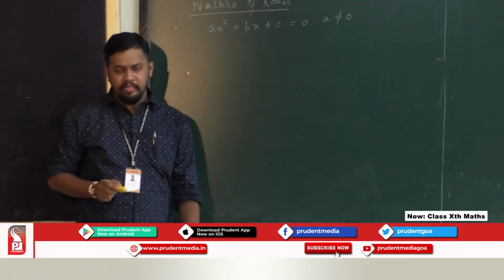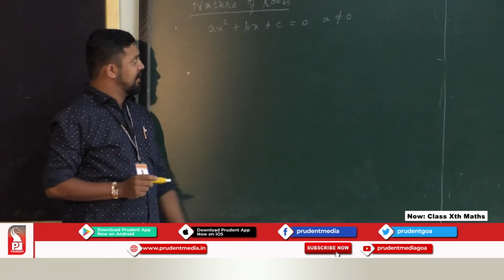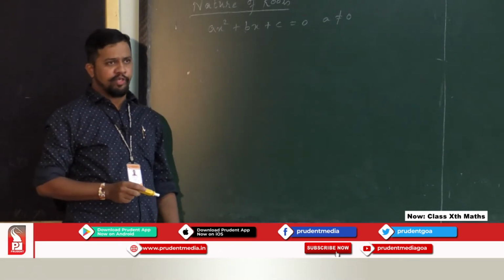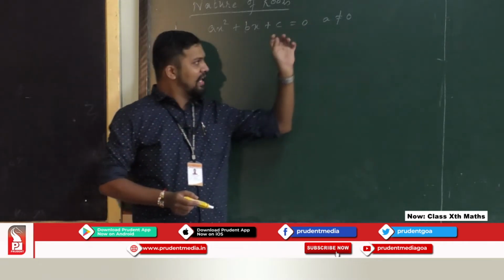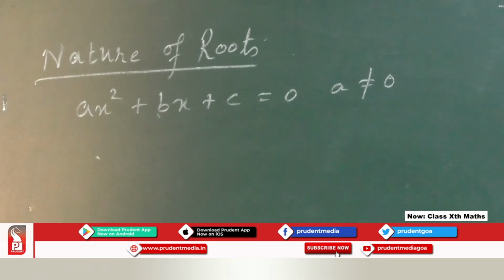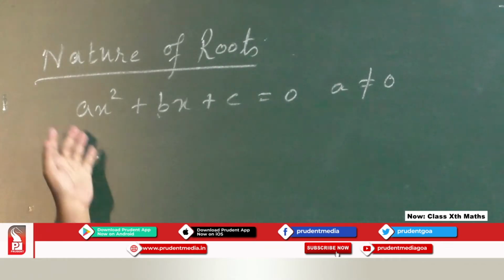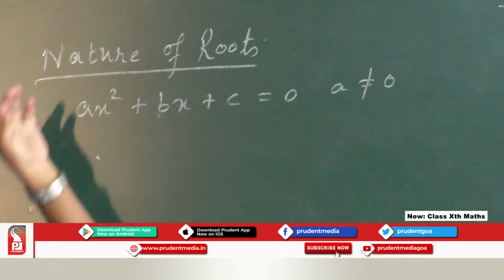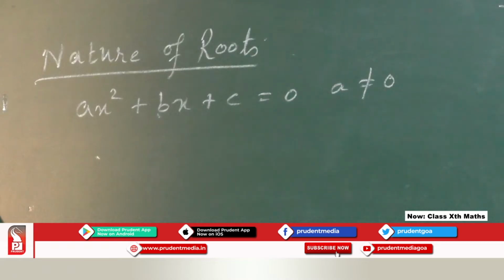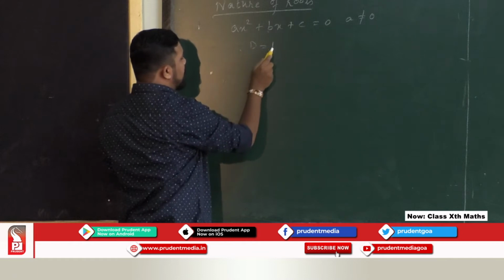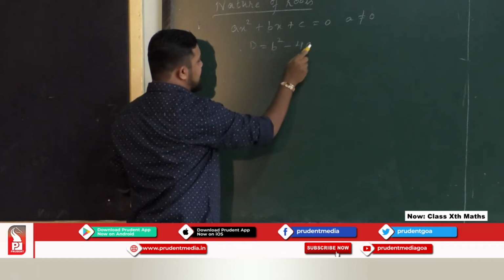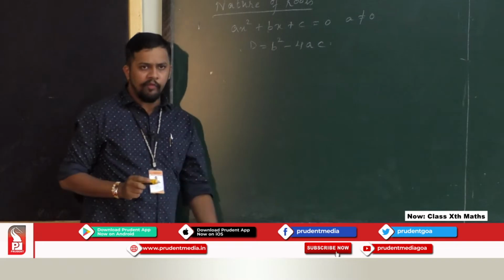This is again my general equation or standard form, ax square plus bx plus c equal to 0, where a, b, c are real numbers and a is not equal to 0. Now, this is a quadratic equation. This quadratic equation has a total of 3 natures. That is the topic we are learning, nature of the roots. For this, the discriminant comes in, and we know the formula of the discriminant: D is equal to b square minus 4ac. We know this.